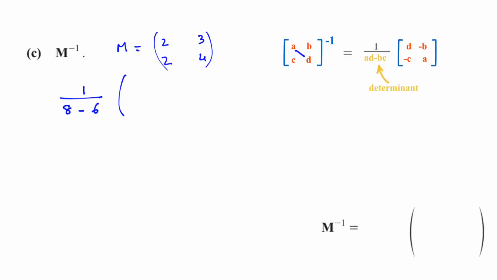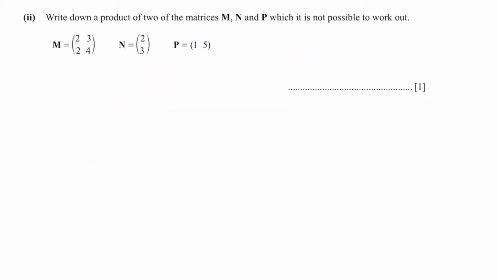So A will be replaced by D. So 2 will be replaced by 4 and 4 by 2. And we change the signs for the other two remaining terms. 1 over 8 minus 6 is half. 4, -2, -3, 2. So this is the inverse. Again, matrix has been removed from your syllabus, so we are still solving it.